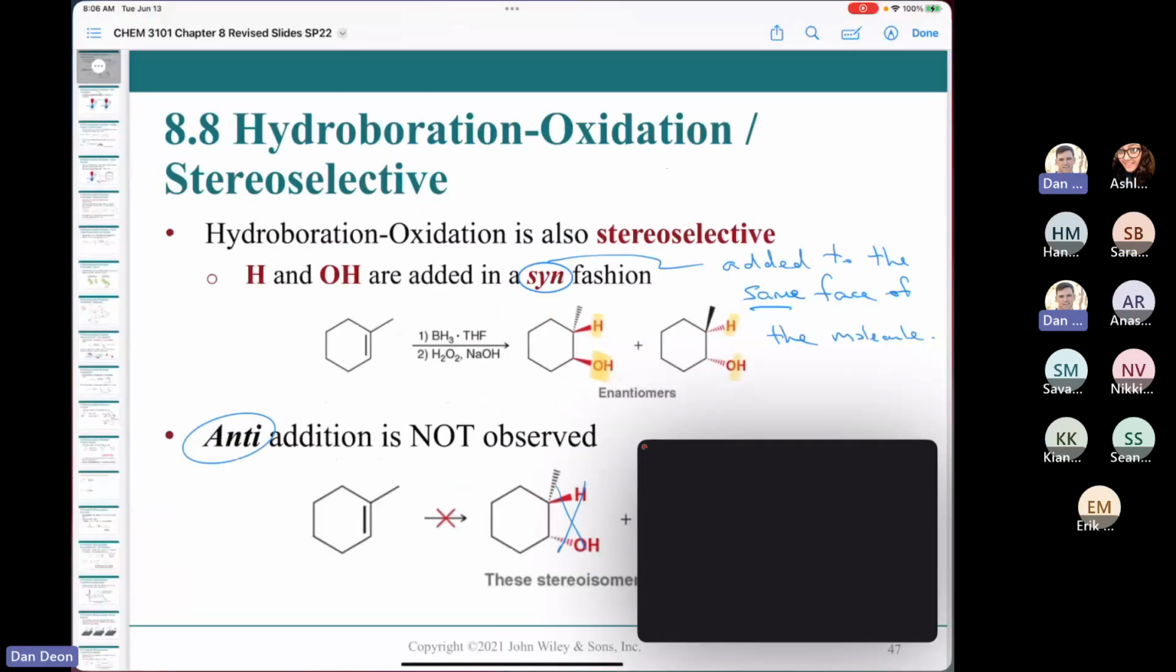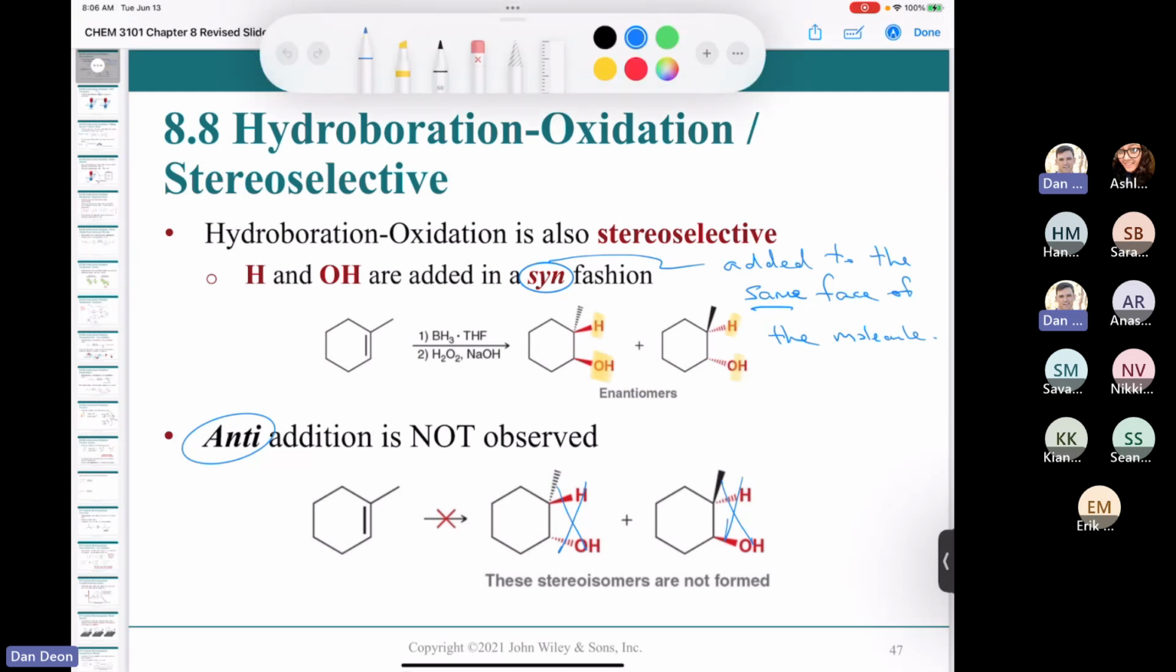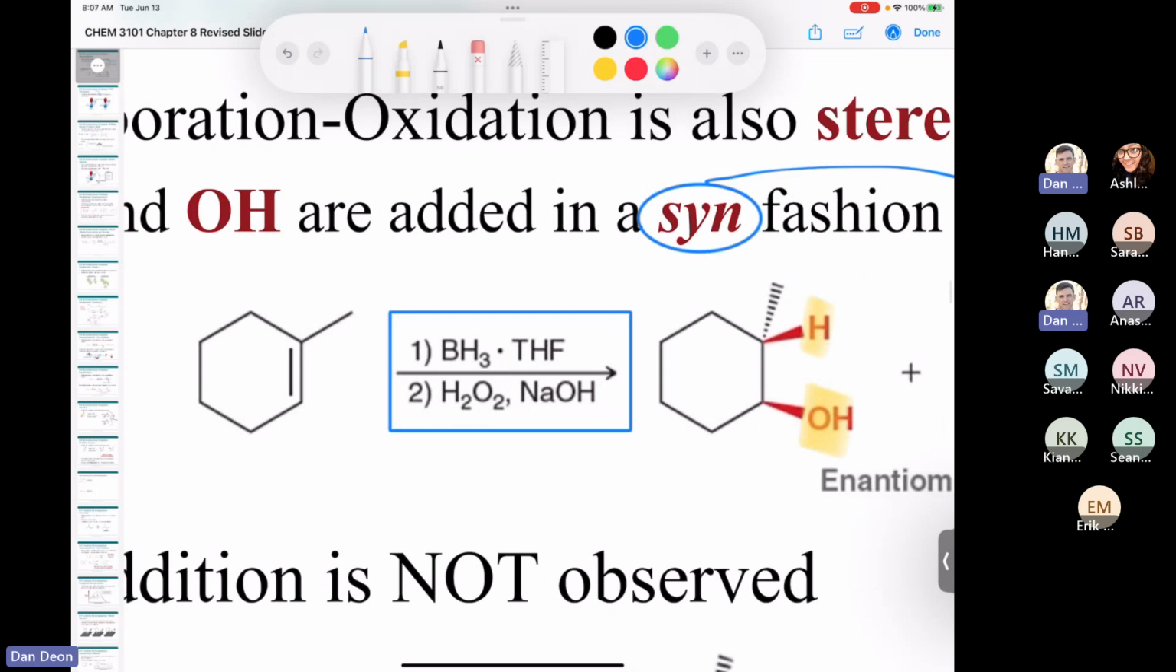All right, Chemistry 3101, where we left off last class was talking about hydroboration oxidation. It's a two-step process in which we do an anti-Markovnikov addition of water across a double bond. You see the conditions are here. It is a two-step process. The first step is borane and THF, which is a complex.